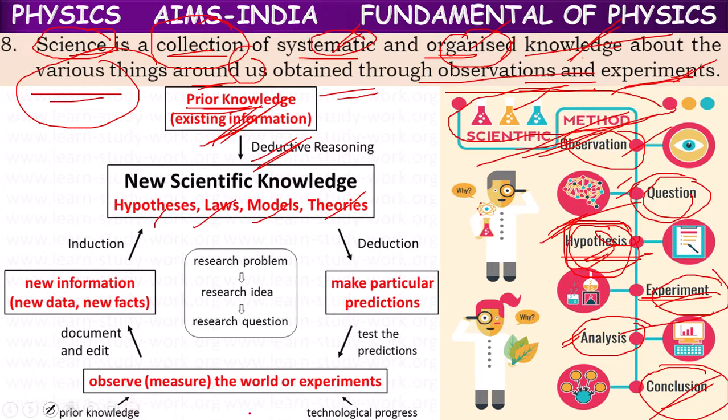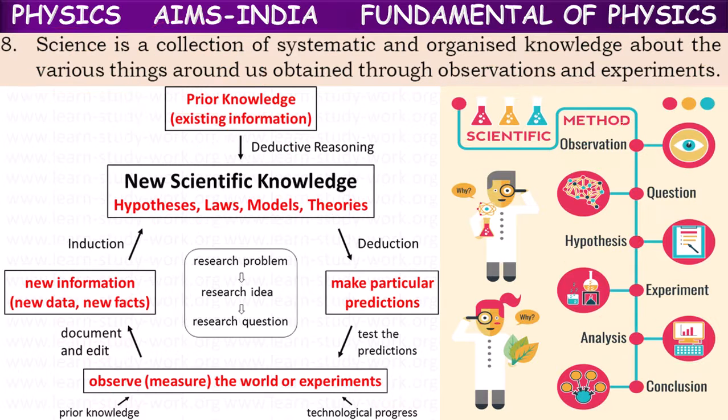Or from here, from prior knowledge, from technological process, or this you can learn later, children. Only this part is enough. So we are collecting knowledge in what way? In a systematic, organized way about various things happening around us through observations and experiments. That is called the scientific method. In this way, we are collecting knowledge. So science is nothing but collecting knowledge.